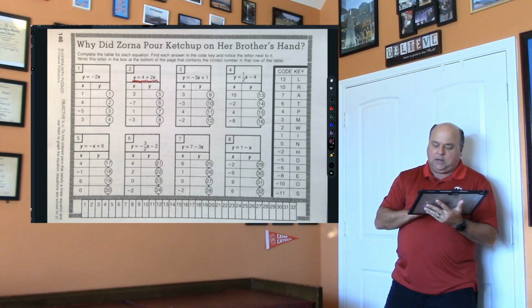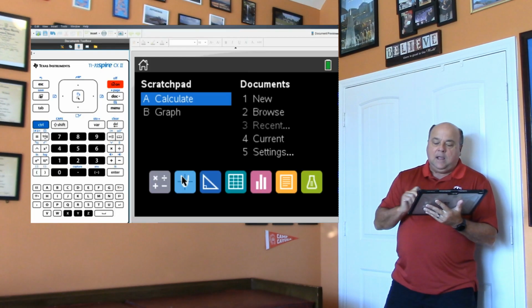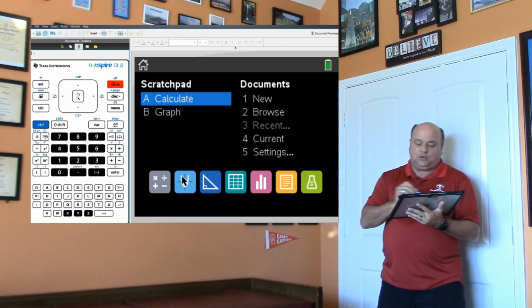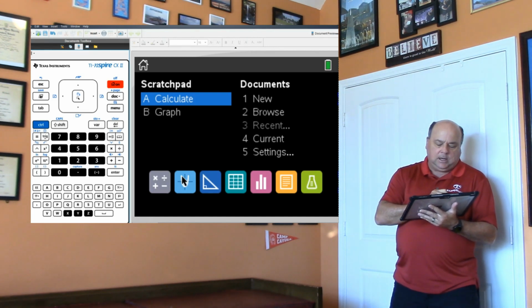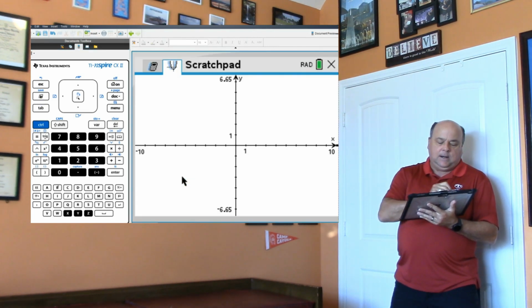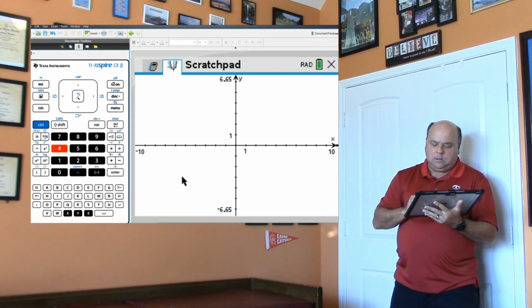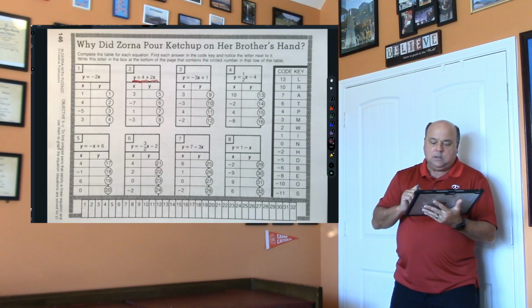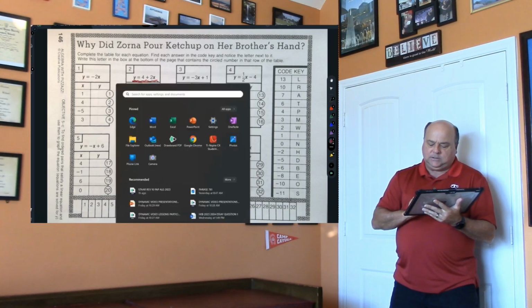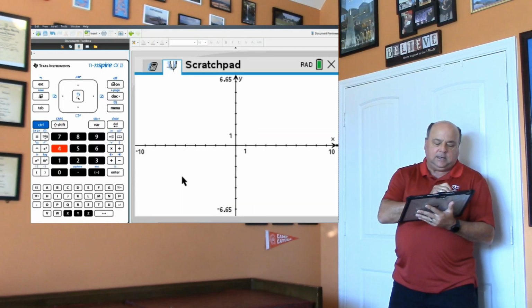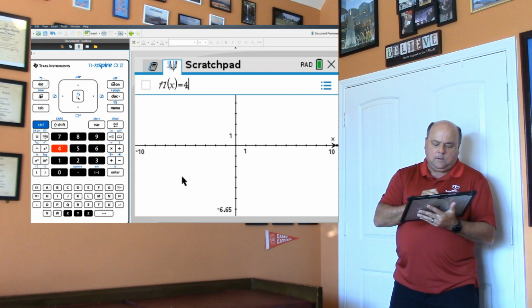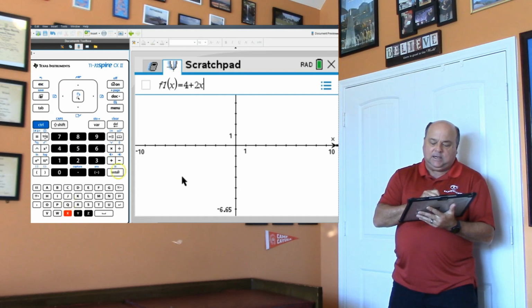So I'm going to go to the calculator. These are all solved for y, so I'm going to graph. I'm going to click B, and then hit my tab. It's 4 plus 2x, hit enter.